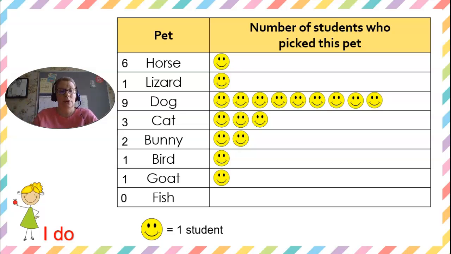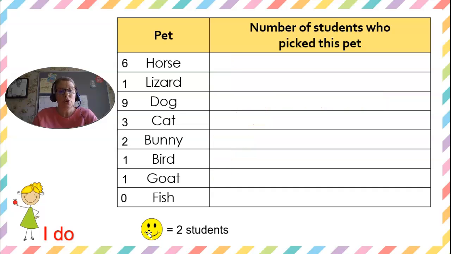So what we're going to do, and on your paper that you printed out, your smiley face represents 2 students. Okay? So that means, look at, for example, right here. The lizard only has 1 vote. So you couldn't give a whole smiley face since the whole smiley face represents 2 students. So for some of these, you're going to have to actually make half of a smiley face.